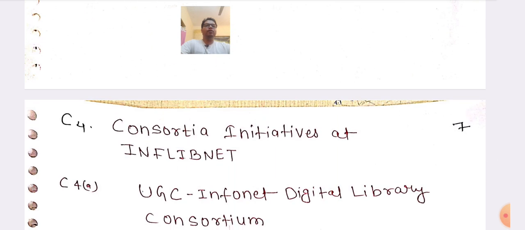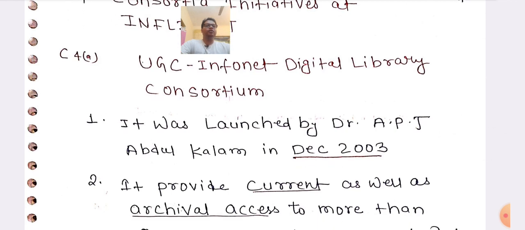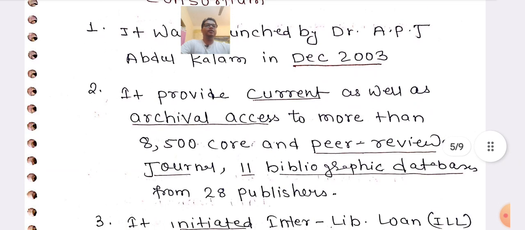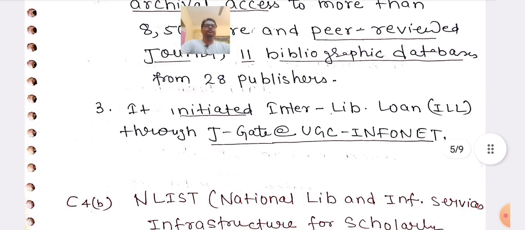Now we move to consortia initiatives at INFLIBNET. UGC-Infonet Digital Library Consortium. It was launched by Dr. APJ Abdul Kalam in December 2003. It provides current as well as archival access to more than 8,500 core and peer-reviewed journals and 11 bibliographic databases from 28 publishers. It initiated interlibrary loan through J-Gate@UGC-Infonet.